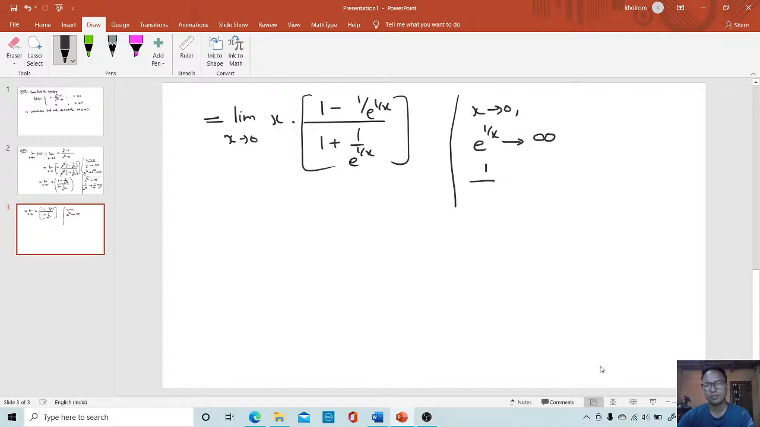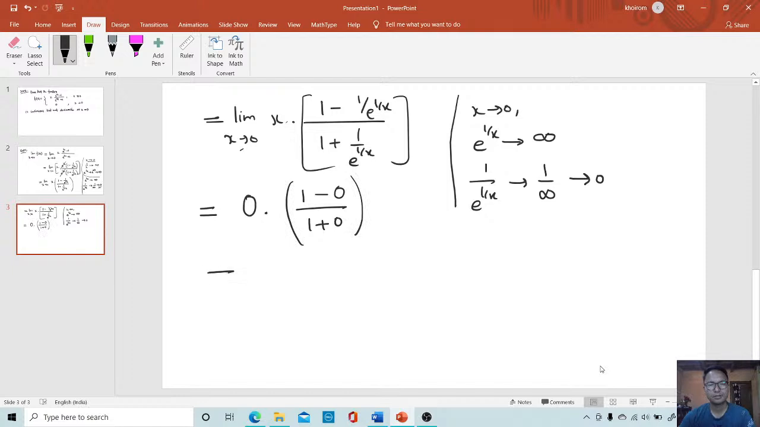Infinity, 1 by e to the power 1 by x tends to 1 by infinity, which is 0. Now if you put the value x equal to 0, we get 1 minus 0 divided by 1 plus 0. So the value is 0, right?